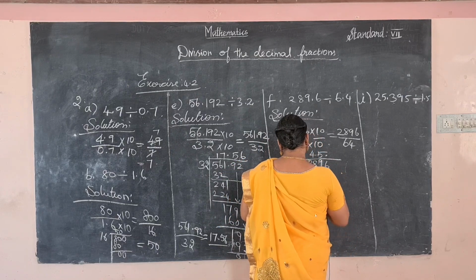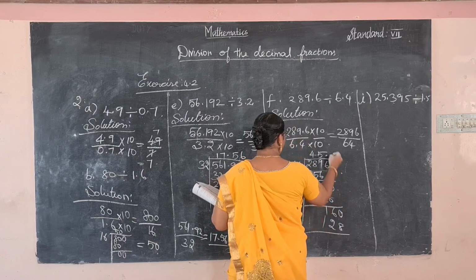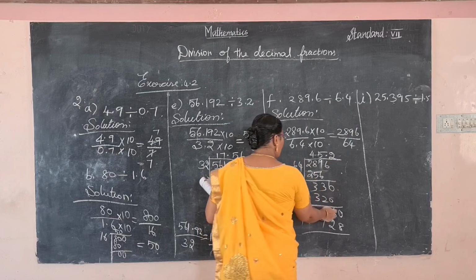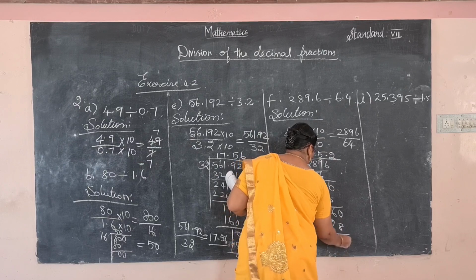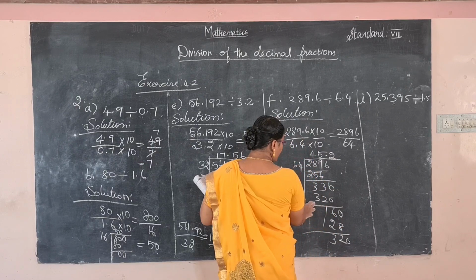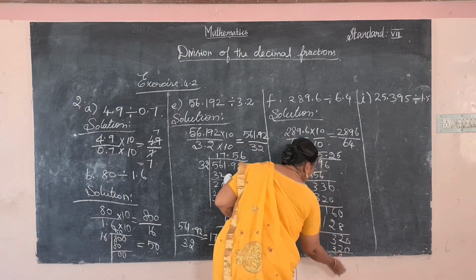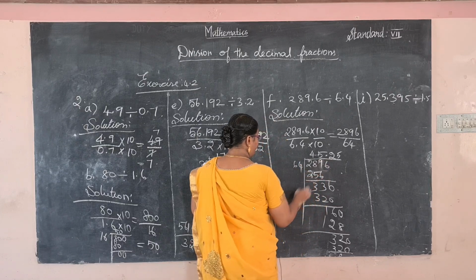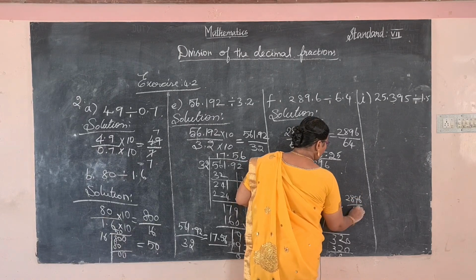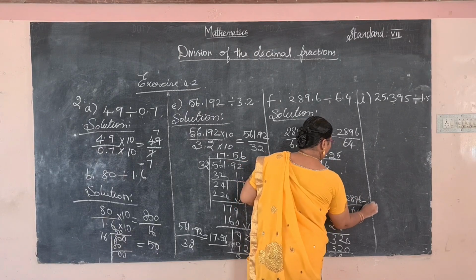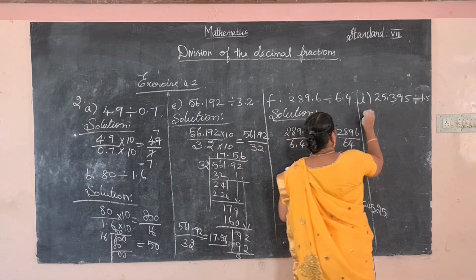How many times is possible? 64 twos are 128. Subtract from 160, 32. Now add another 0. So how many times is possible? 320, 5 times. The remainder will be 0. So the value of 2896 divided by 64 is 45.25. That is the answer.